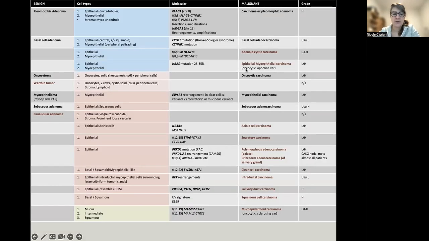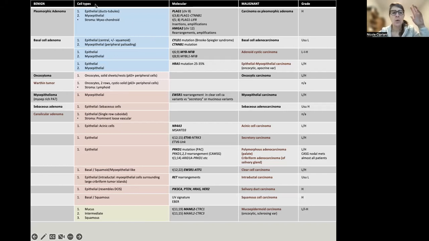So I wanted to give you an overview of salivary types of neoplasms in terms of how I like to think of them. I like to think of them in terms of, are they benign or malignant, or do they have both benign and malignant counterparts? For example, pleomorphic adenoma can transform to carcinoma ex pleomorphic adenoma. Basal cell adenoma is morphologically similar to its invasive counterpart, basal cell adenocarcinoma. Adenoid cystic just is what it is. It doesn't have a benign counterpart.